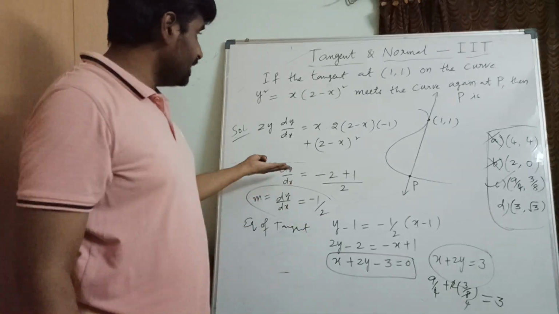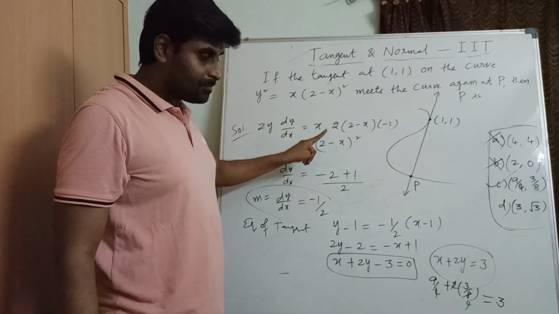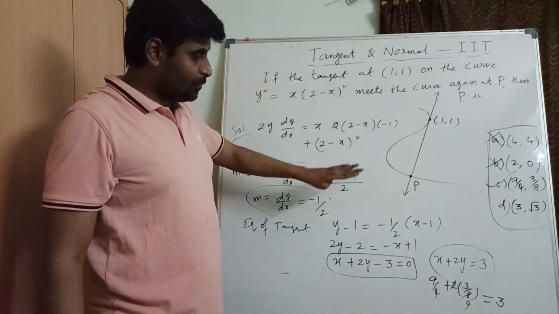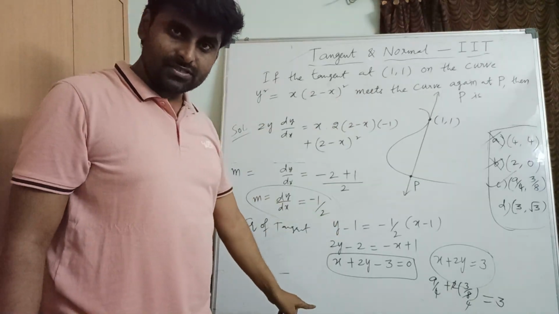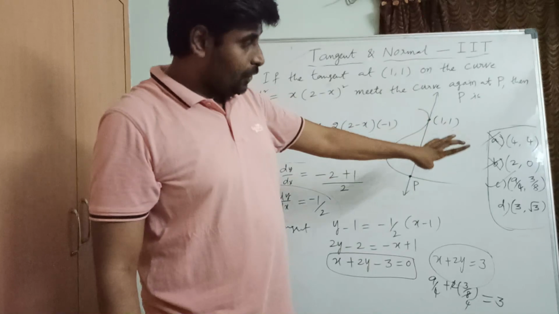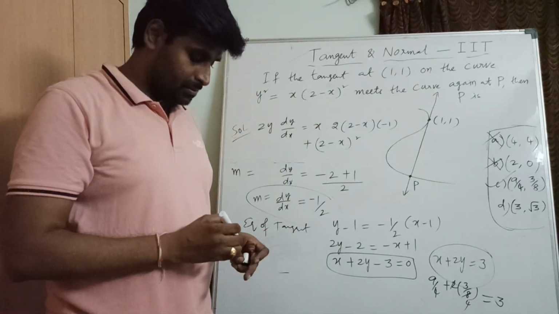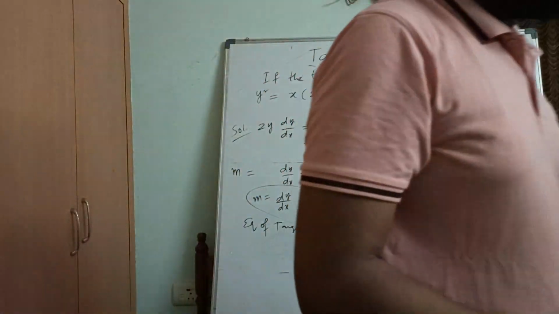So nothing much we did in this question. We just differentiated this curve properly and substituted that point. We got the slope, and at that point we can find the equation of tangent. After that, for which of the following points the tangent is also passing through, you are going to verify the options. Clear? Just make a note of that.